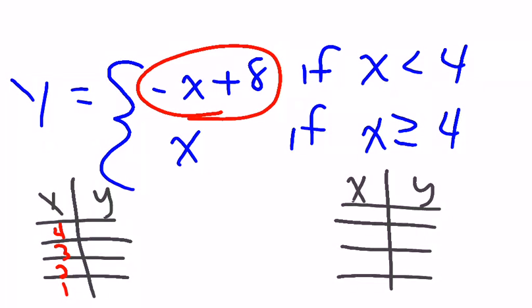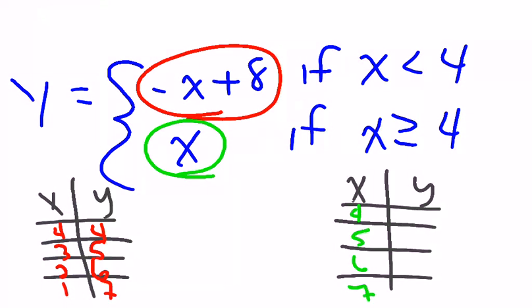If I plug in 4, I get negative 4 plus 8, which would give me positive 4. Negative 3 plus 8 would give me 5. Negative 2 plus 8 would give me 6. Negative 1 plus 8 would give me 7. Now if we pick numbers that are 4 or bigger, we're going to follow this one. So 4, 5, 6, 7, and it's just x. So we get 4, 5, 6, 7.